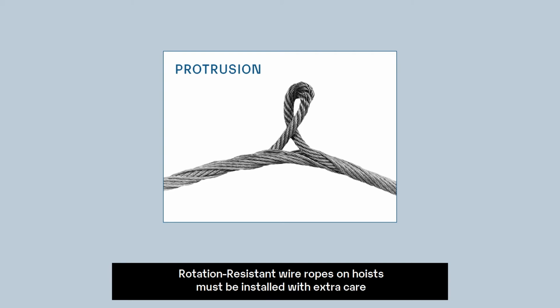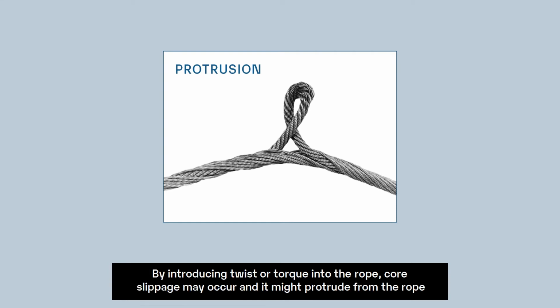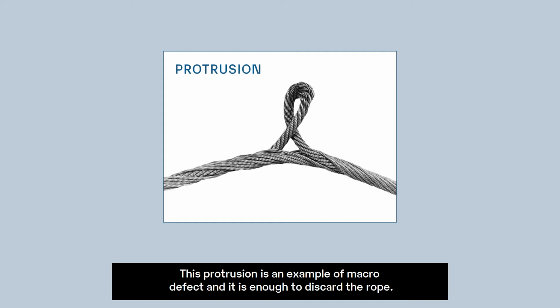Rotation-resistant wire ropes on hoists must be installed with extra care and proper handling to prevent rope damage during installation. By introducing twist or torque into the rope, core slippage may occur and it might protrude from the rope. This protrusion is an example of macro defect and it is enough to discard the rope.